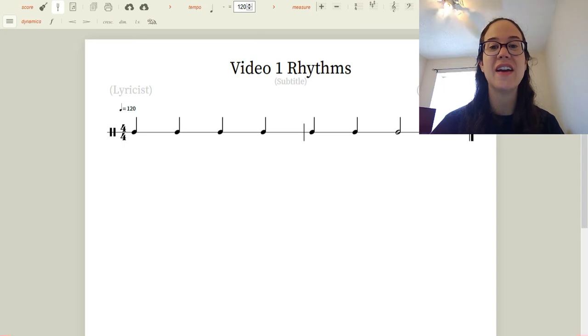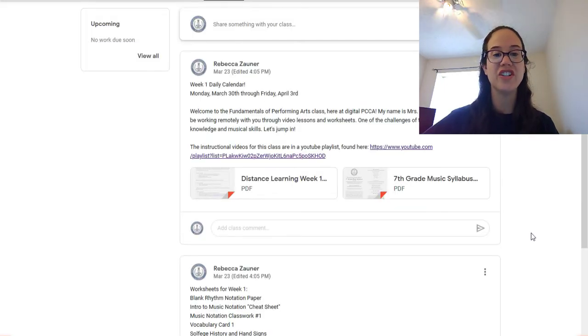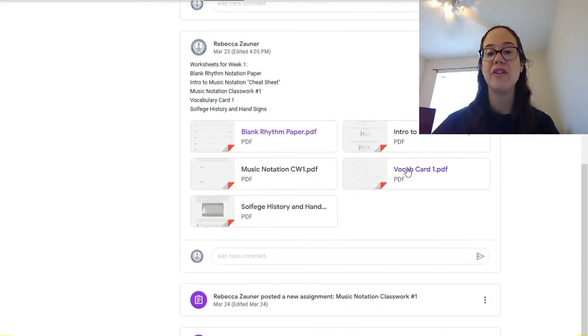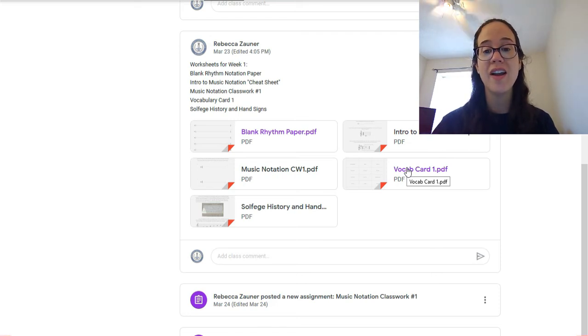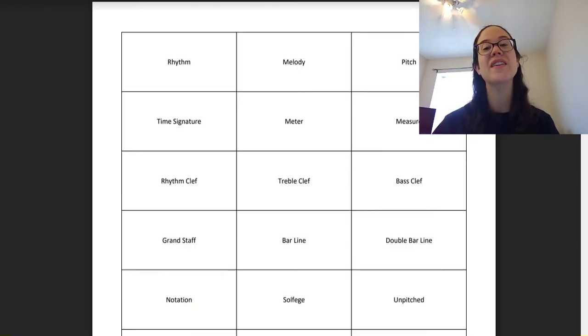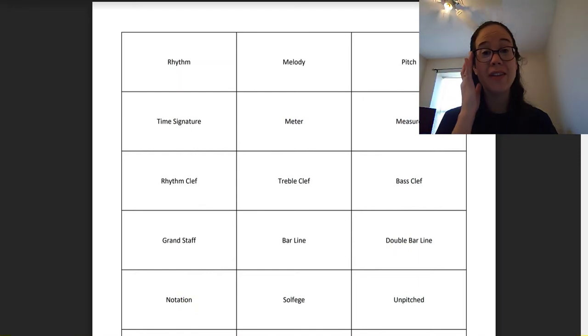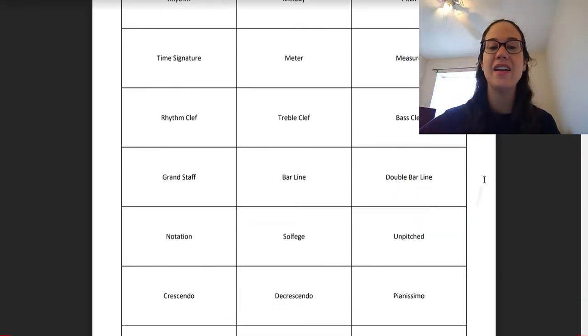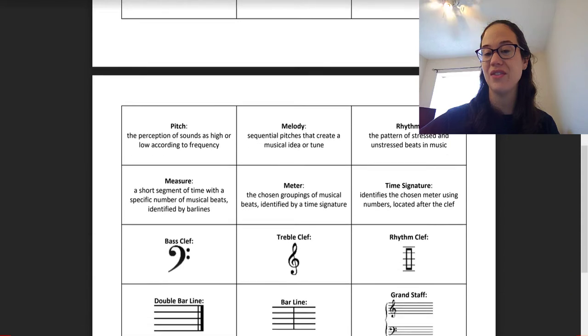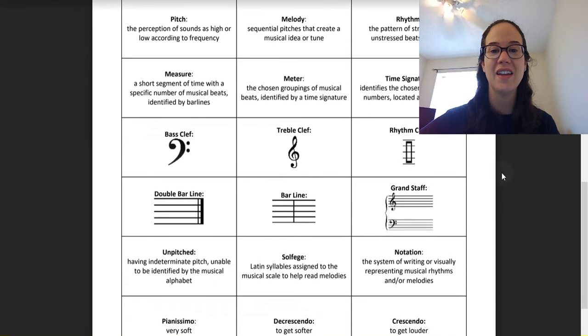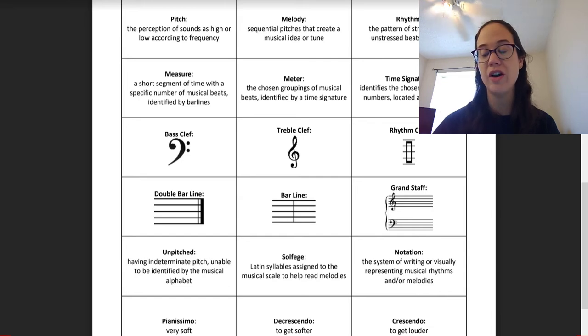Going back to your website, posted in your worksheets was your vocabulary card. There are only 2 vocabulary cards coming your way this quarter, but it was beautiful when we could print these double-sided. So if you are looking for your definitions, scroll down to page 2, and we're looking for the word rhythm. Your vocabulary card defines rhythm, notation, measures, all of these things that we'll be talking about this week.